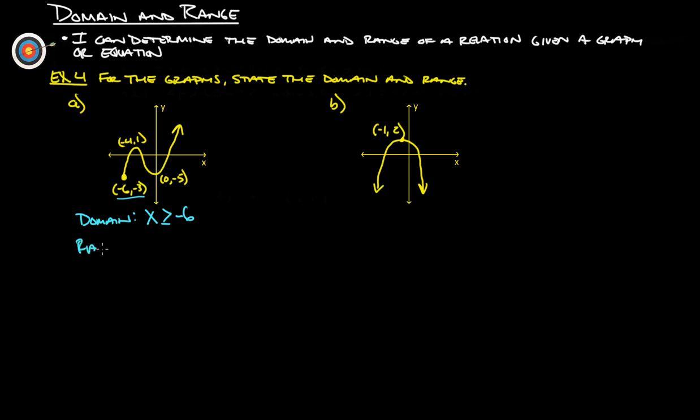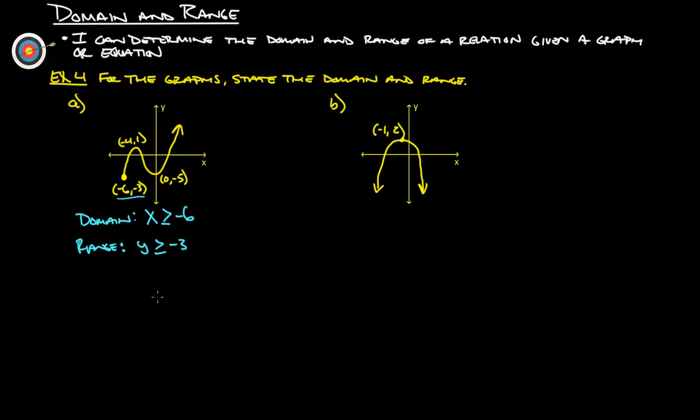The range is y. So y starts here, goes up, comes back down, and then goes back up. This never gets lower than this point here. So basically it starts at -3, and it goes up forever and ever. So y is going to be greater than or equal to -3. That would be domain and range on that.